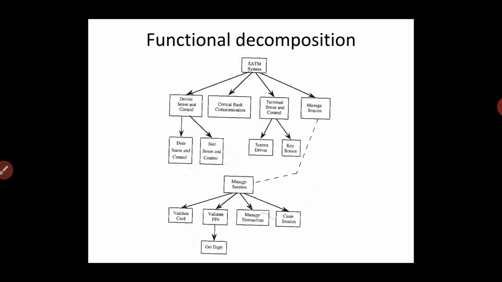So we are also talking about functional decomposition, right? The SATM system is decomposed into different subsystems like device sense control, central bank communication, terminal sense, manage session and so on. Under device sense control, we have two parts: door sense as well as slot sense. In terminal sense and control also we have two things: screen driver and key sensor. For manage session, we have validate card, validate PIN, manage transaction, close session, and under validate PIN you have get digit. In this way we decompose the functions.